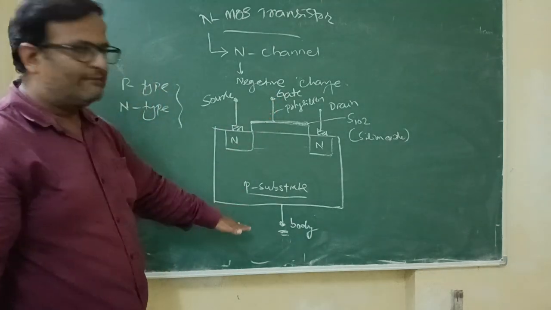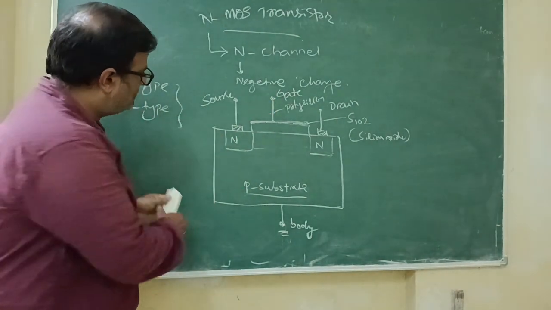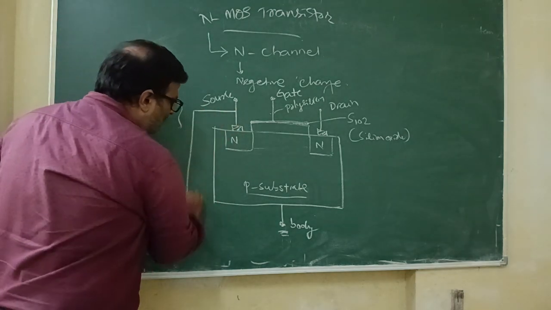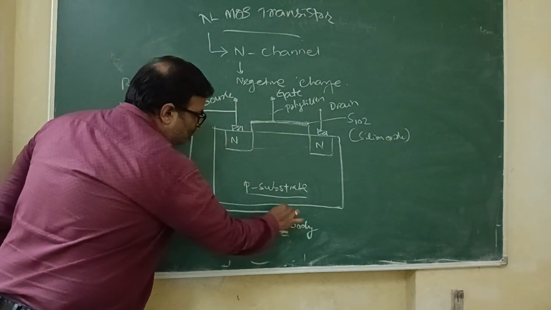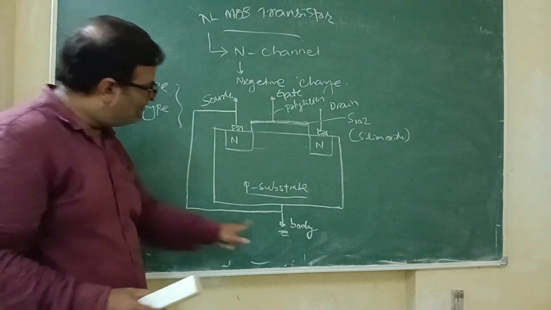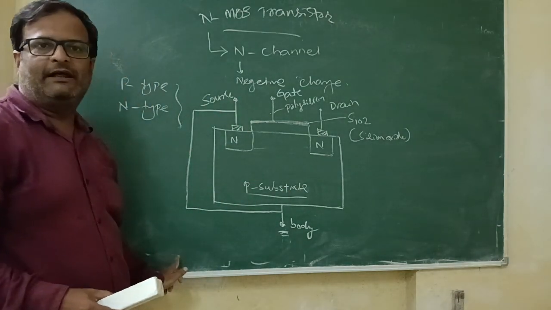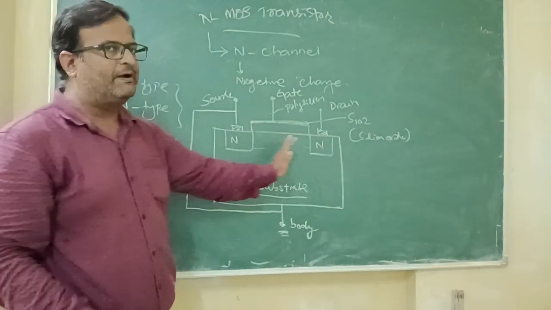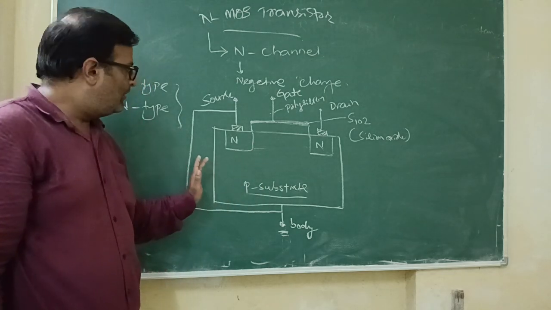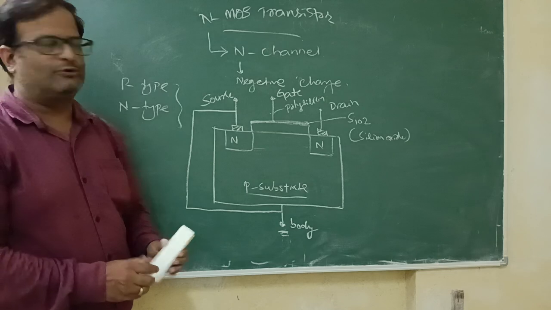But how can it make a four terminal? So we have to short this source terminal to the body terminal so that it will make one terminal. That means source and body are shorted so that it will make one terminal. Now the flow of current, how the current flows, depends upon the two voltage sources.